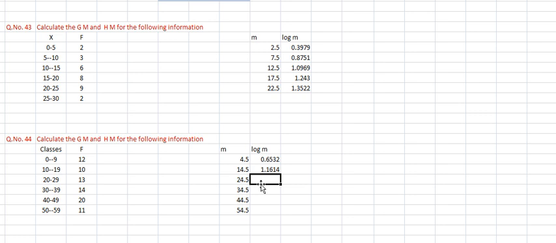The same type, 24.5 means 24, 2 places minus 1. You check the log table for 24.5. 34.5 means 34, 2 places minus 1. Then 34.5 you have to find. Like that you have to find the values, and I think I have given an example to you. Now you solve these two questions, 43 and 44. Send the answer to me.